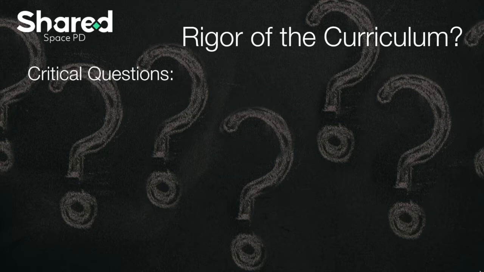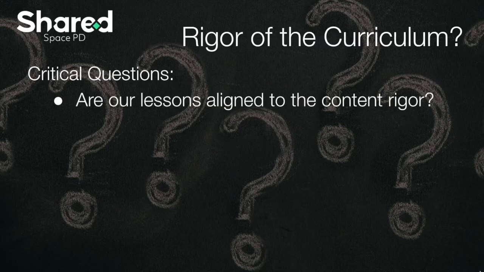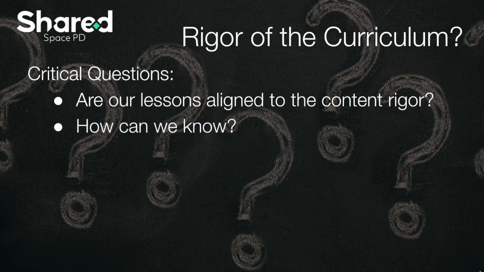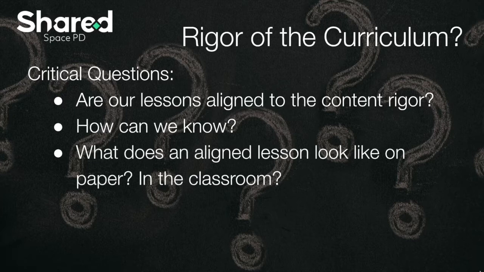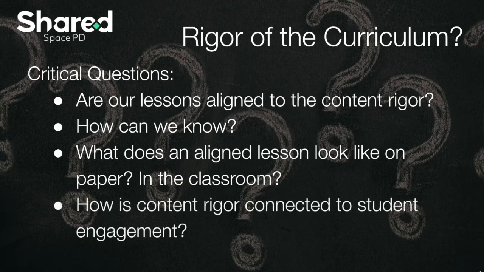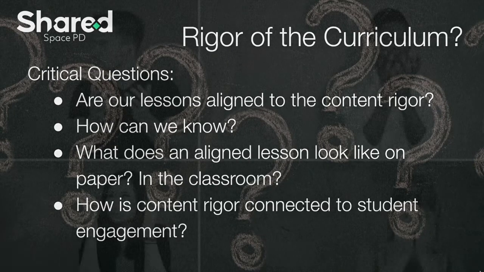I have to ask myself some critical questions. Are our lessons aligned to the content rigor? How do I even know? What does an aligned lesson look like on paper or in my classroom? How is content rigor then connected to student engagement?